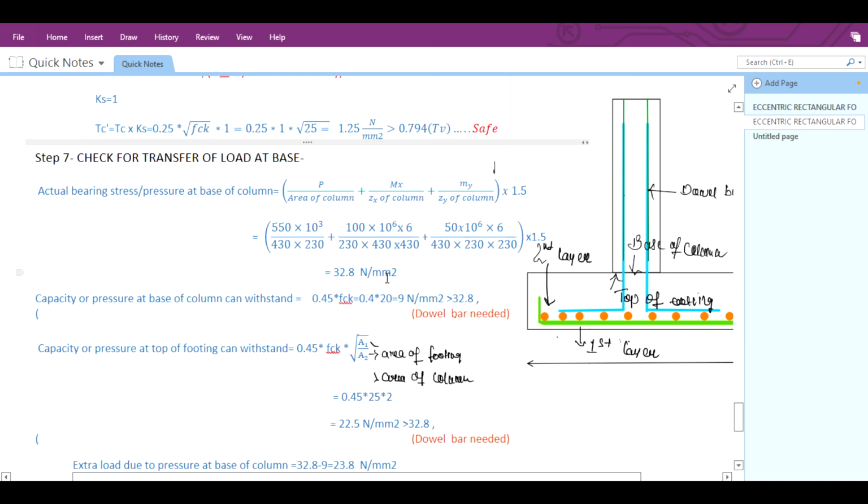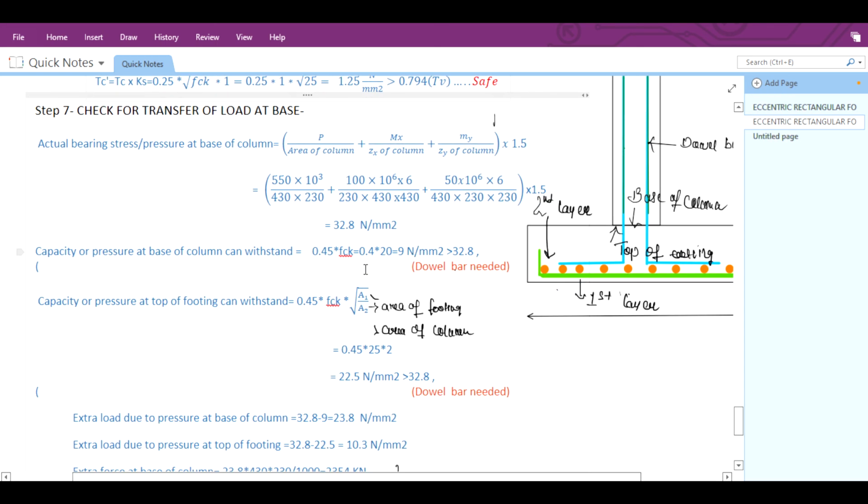So this will be the actual pressure that is transferring at the base, and your capacity or the pressure at the base of the column which can be resisted will be 0.45 into fck. So it will come as 0.45 into 20, it will come as 9 Newton per mm square.